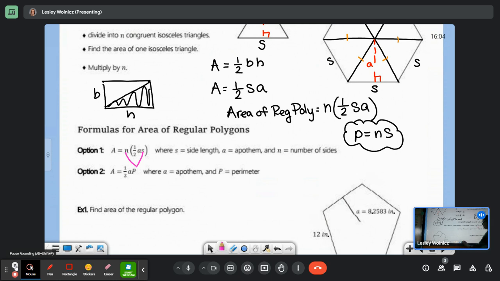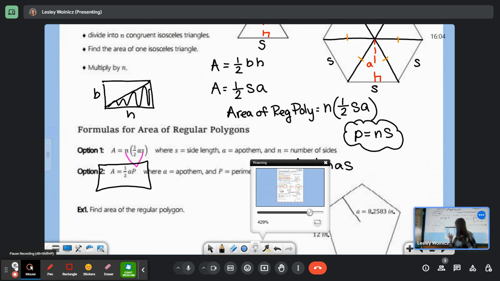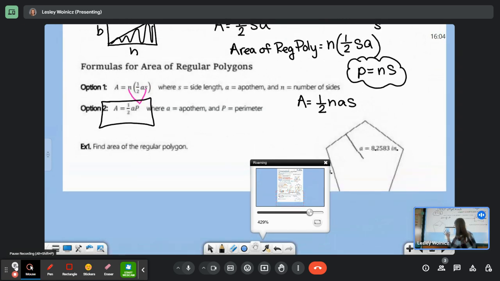There's one more option which has to be my favorite, and it is area equals 1/2 NAS. Now, we would use this one all the time, but this isn't the one I get to give you for your formula sheet. The one that you will be able to use for your formula sheet is this one. So we are going to attempt to use this one, even though that one is my personal favorite. Okay. What else do we need to say? Nothing. We're going to do an example.